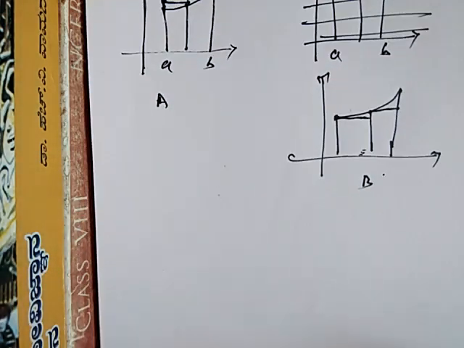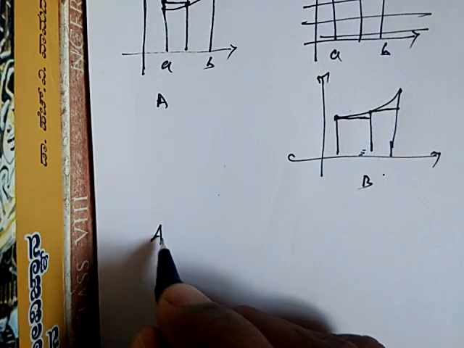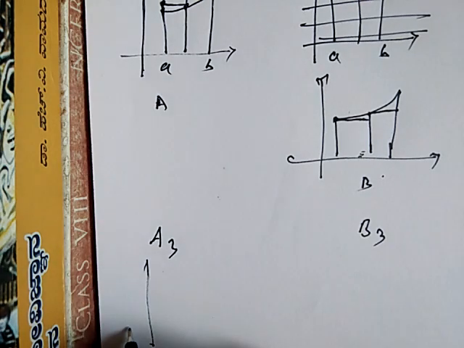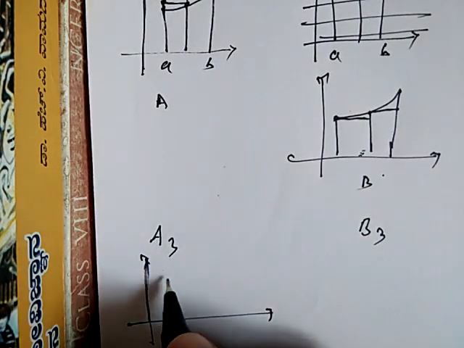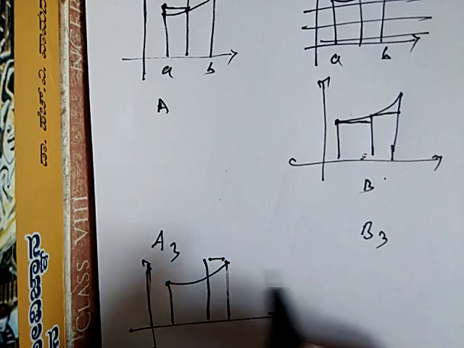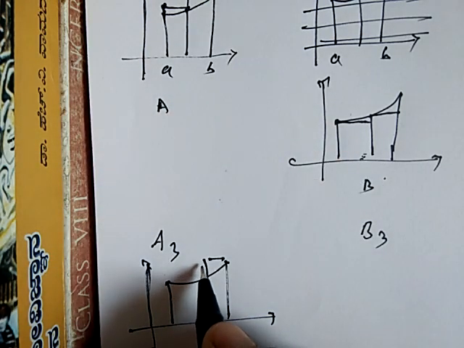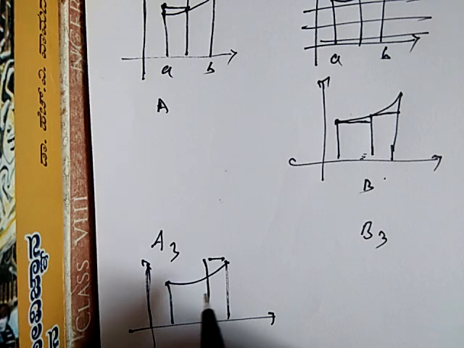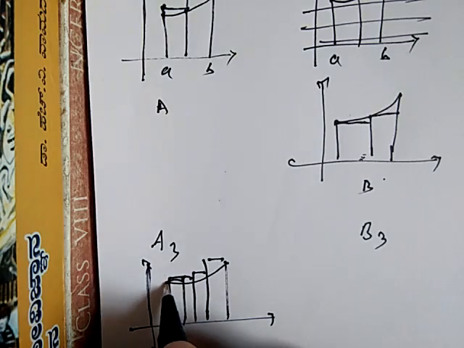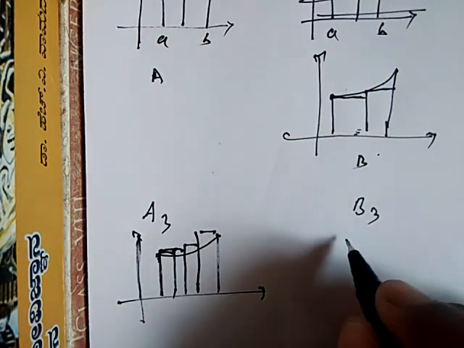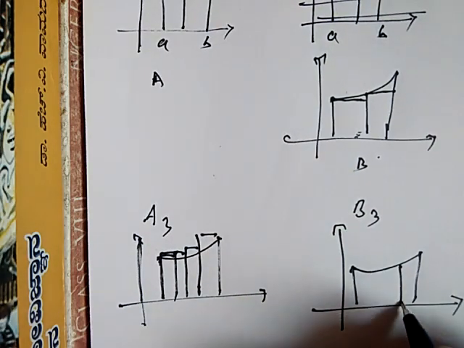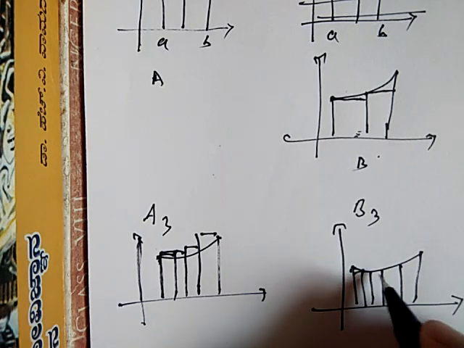Now for this one, again A3 and B3, two mathematicians will come, and again they will do like this. See here, this is the curve. Here only two rectangles were there before, so he will try to make more rectangles here, more and more rectangles like this. B3 will also try to make rectangles like this below the curve, more of them.